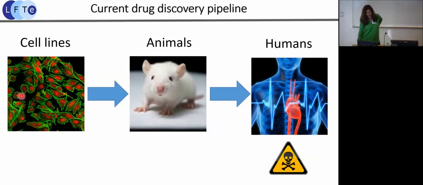So once this stage of testing in monolayers passes, then people move to animals. And usually all of this research is done in mice and rats, which are not human. And then very rarely, pharma companies will test something in monkeys or even dogs, or animals that are larger animals such as that. And then from animals, a drug will move into humans.